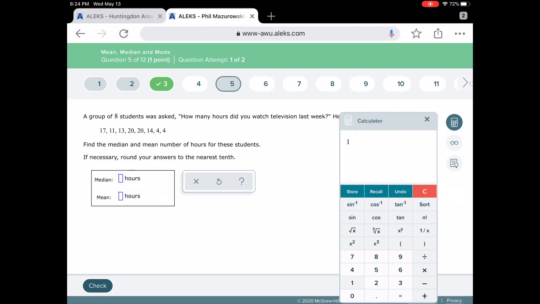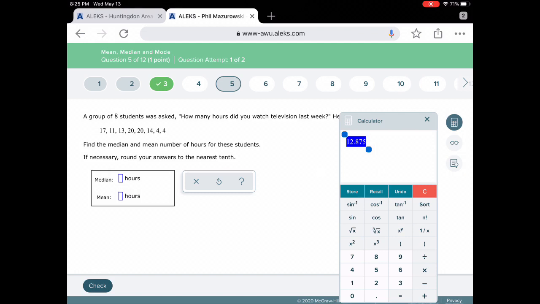So I've got 17 plus 11 plus 13 and 20 and another 20, 14, and I know 4 plus 4 is 8, so just to speed things up a little bit, I'm going to throw an 8 in there. And there are 8 students here, so 103 divided by 8 gives me 12.875.